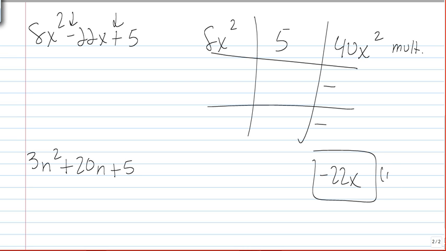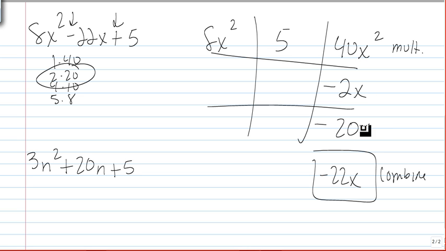Now what are your numbers? So think of all the ways to get 40. There's 1 times 40, there's 2 times 20, there's 4 times 10, there's 5 times 8. Okay, so now look at these with the same sign. How can I get 22? Right, 2 and 20. So I have a negative 2x and a negative 20x.